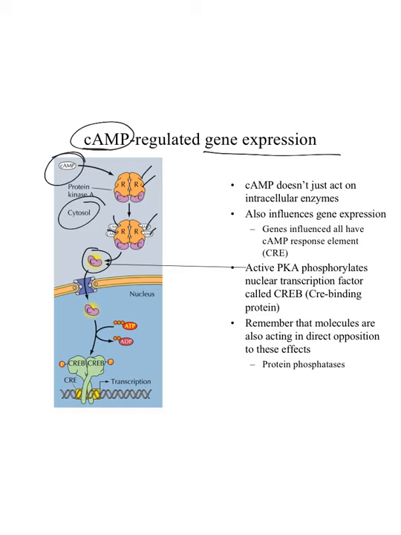Here's what PKA will do now. Instead of having an effect here in the cytosol, it's going to move across the nuclear pore complex to gain access to the nucleus. And there in the nucleus, it's going to phosphorylate a substrate. In this case, a trans factor called CREB.